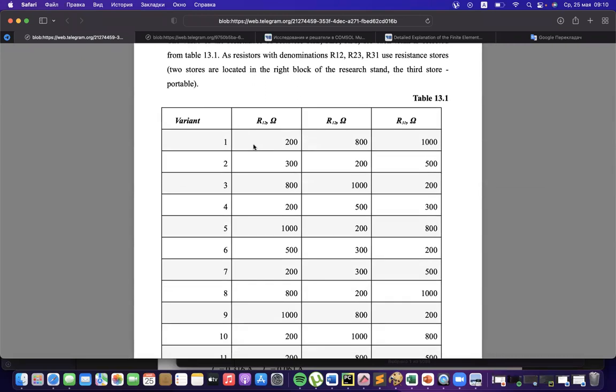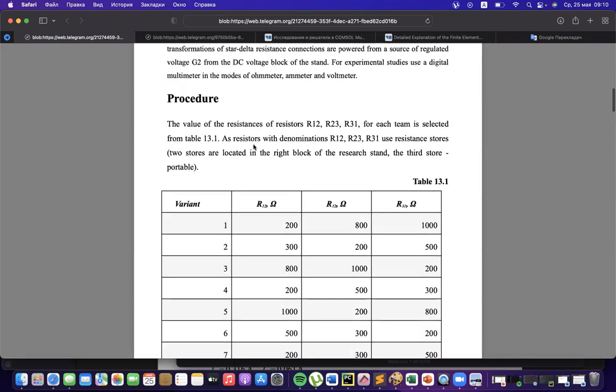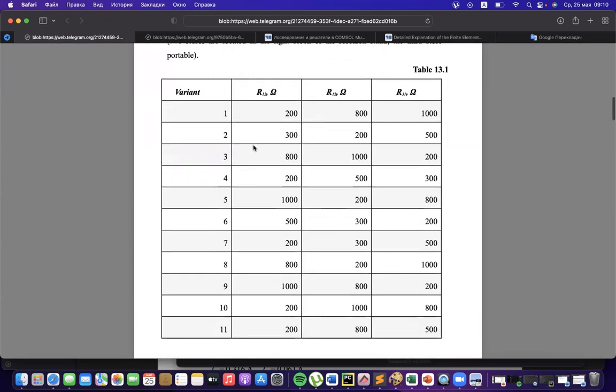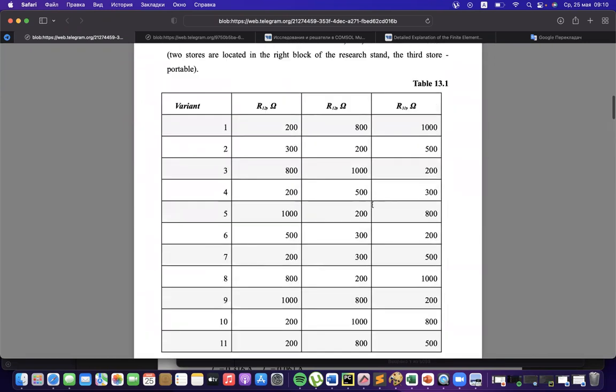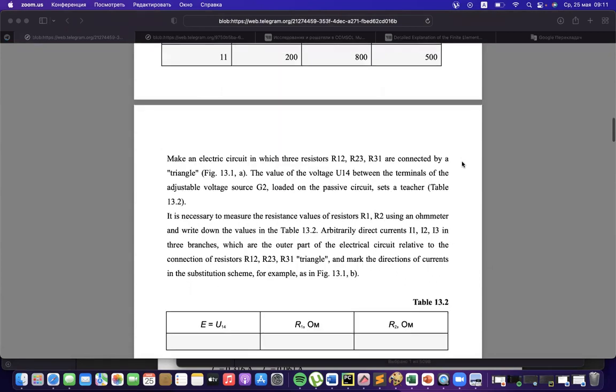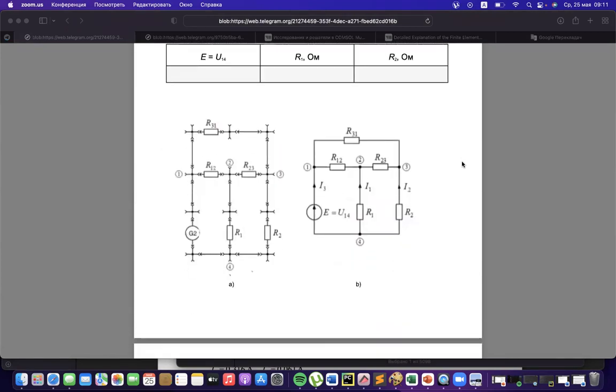It is connected with equivalent transformation star and triangle, initial data about variance. What does it mean? It means that for each variant you have 3 initial resistors that are connected as a triangle. And after that, you should replace them by the star and recalculate the values so that this transformation is equivalent.